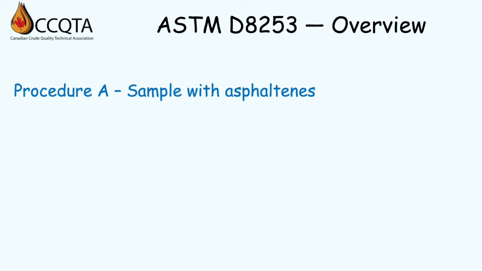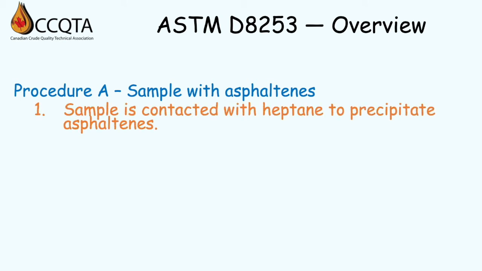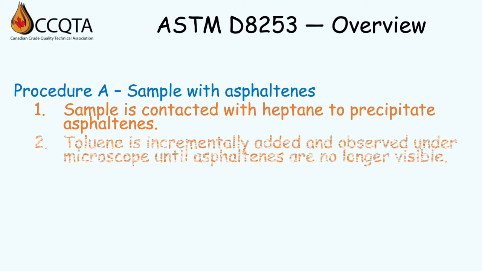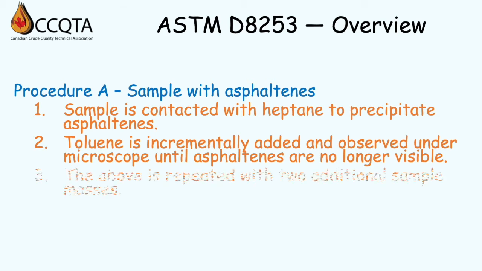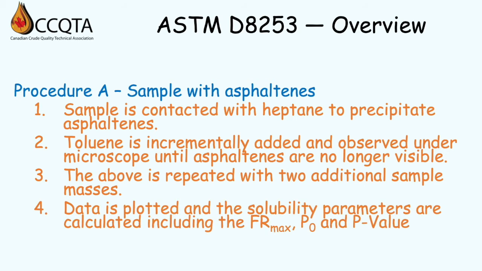Procedure A for samples with asphaltenes. The sample is contacted with heptane to precipitate asphaltenes. Then toluene is incrementally added and observed under the microscope until asphaltenes are no longer visible. The above is repeated with 2 additional sample masses. Then the data is plotted and the solubility parameters are calculated, including the FR max, P0, and P value. I'll give you an example of the calculations shortly.